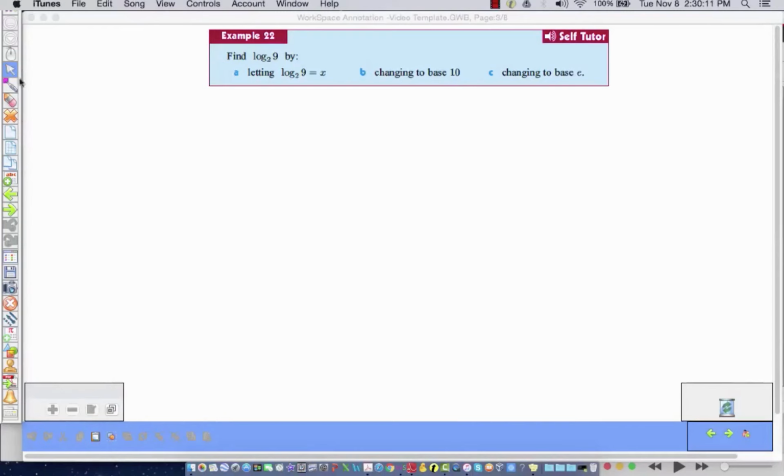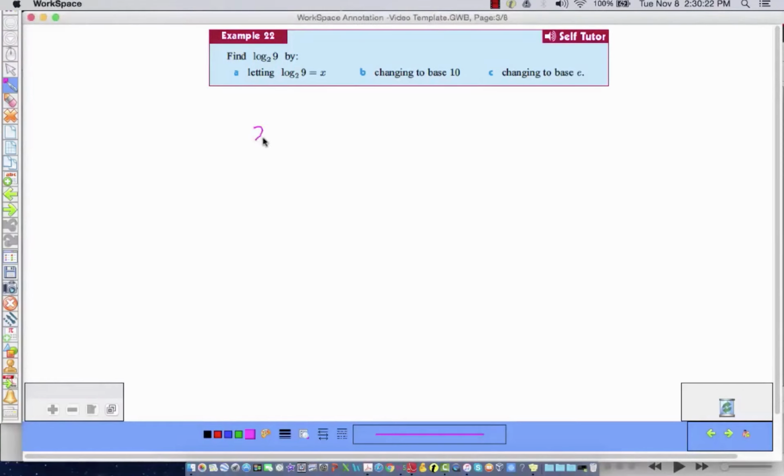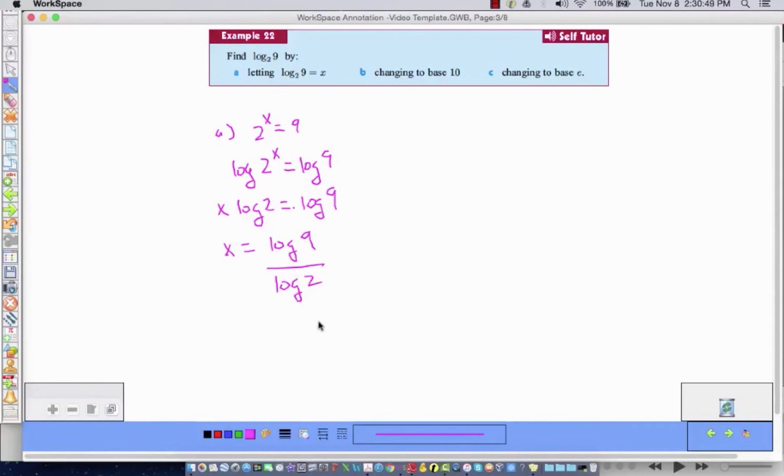So find log base 2 of 9 equal to x. Okay, well, that's pretty easy, right? We rewrite it in exponential form. 2 to the x equals 9, right? Then we can take the log of both sides. Log 2 to the x equals log 9. x log 2 equals log 9. And then we take x equals log 9 over log 2. And we'll crank that on our calculator.